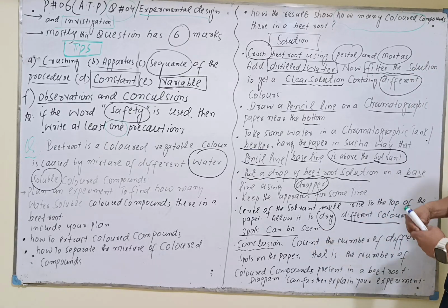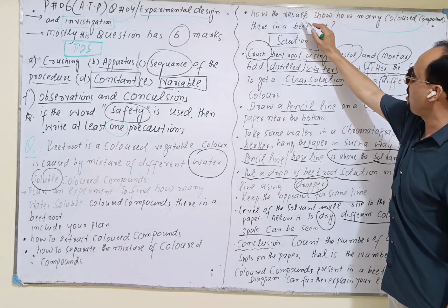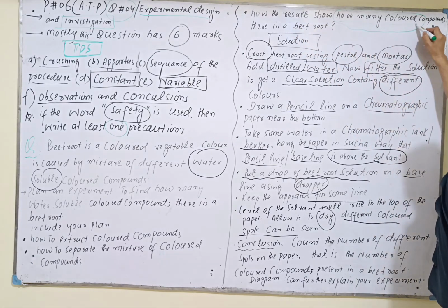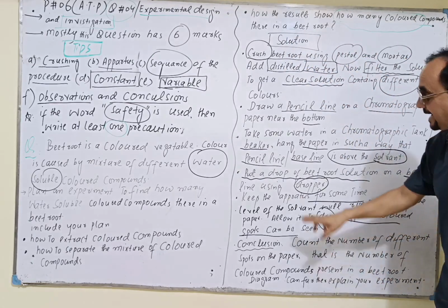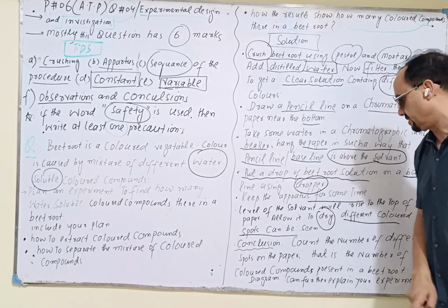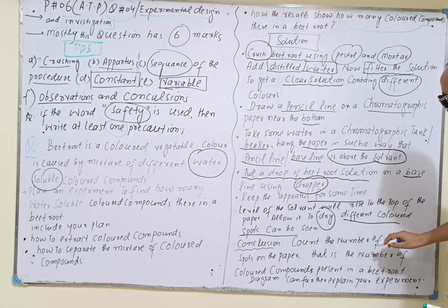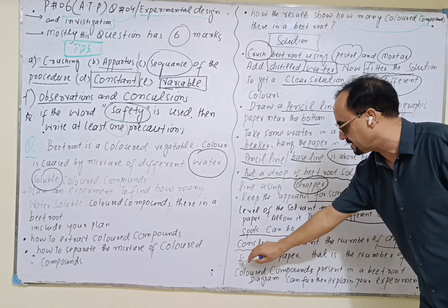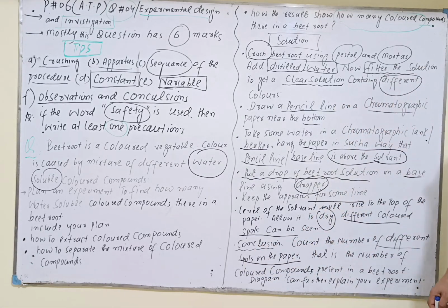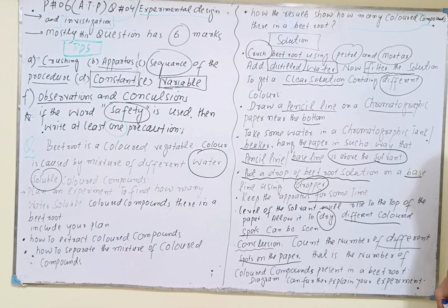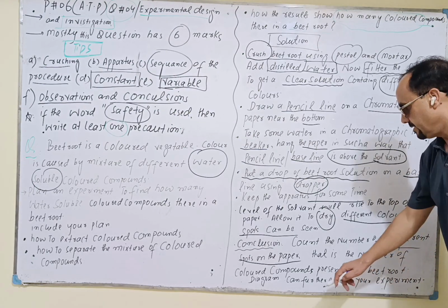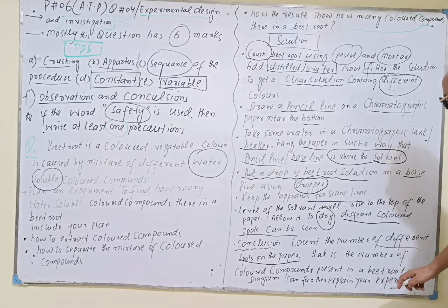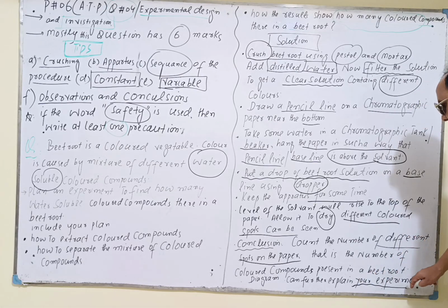Now at the end, it was asked how the result shows how many colored compounds are present in the beetroot solution. So the last point is a conclusion. Count the number of different spots on the paper. That may be 2 spots, that may be 3 spots. You can tell how many colors are present in the solution. And if you draw a diagram, that will explain your experiment further.